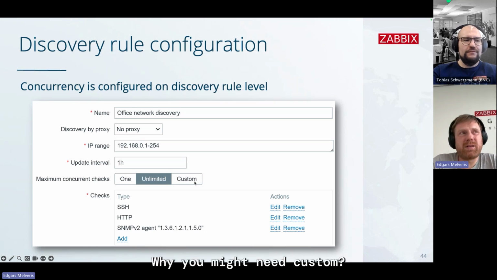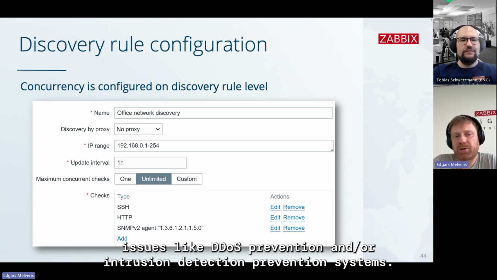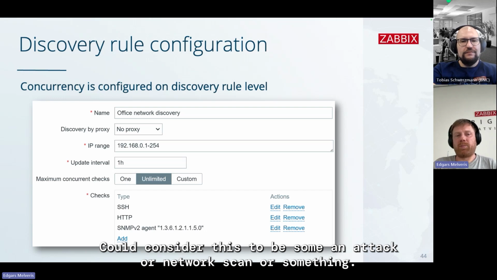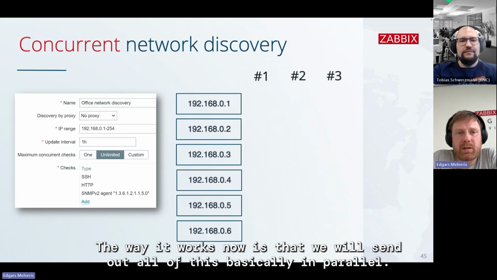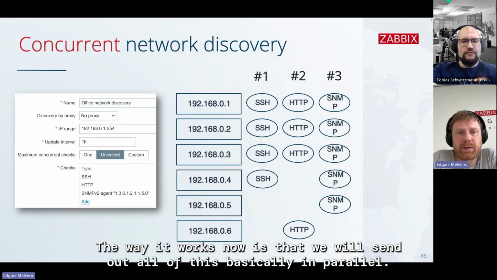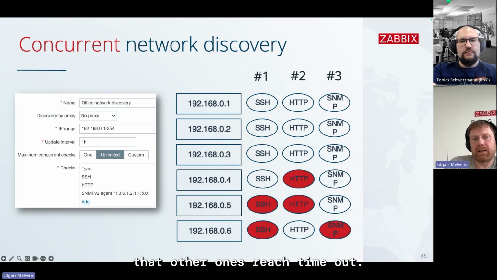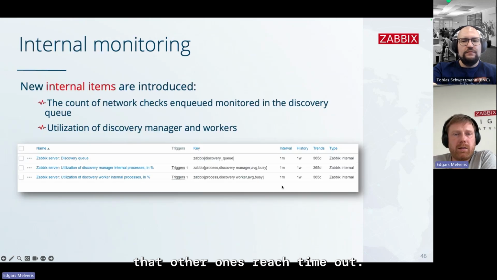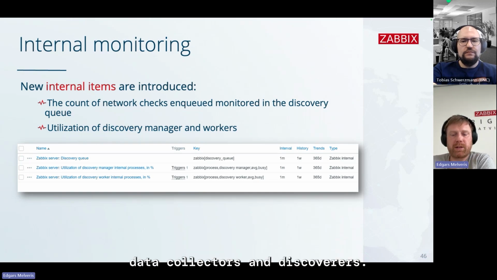Why might you need custom? Because in some cases you might run into security scanner issues, like DDoS prevention or intrusion detection and prevention systems could consider this to be some kind of an attack or network scan. The way it works now is that we send out all of this basically in parallel. We get responses from some of them, and then later on we decide that other ones reached timeout. And there are internal processes monitoring performance of all of these data collectors and discoverers.